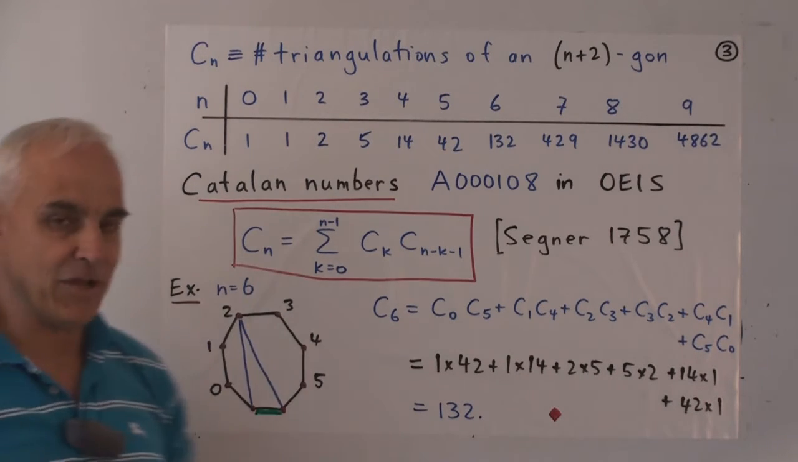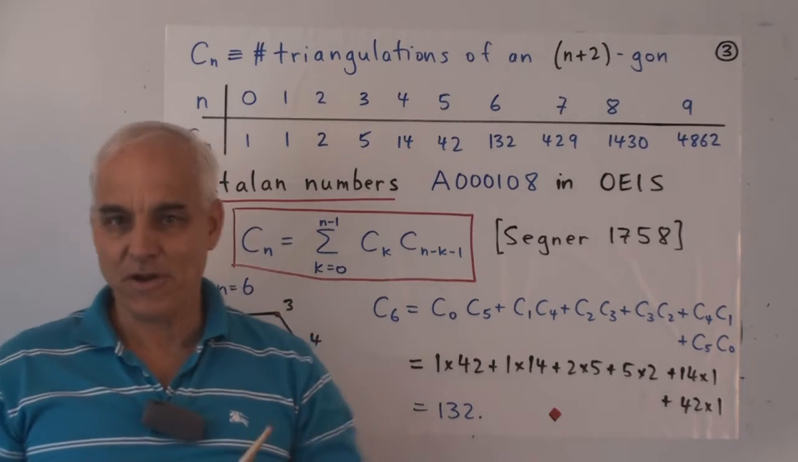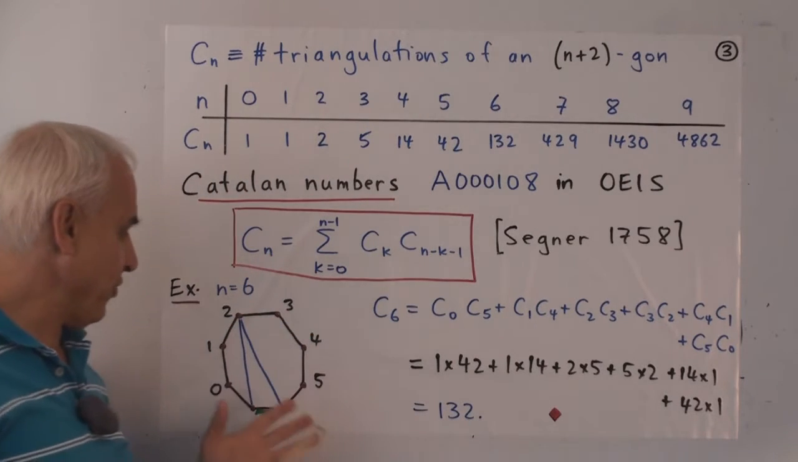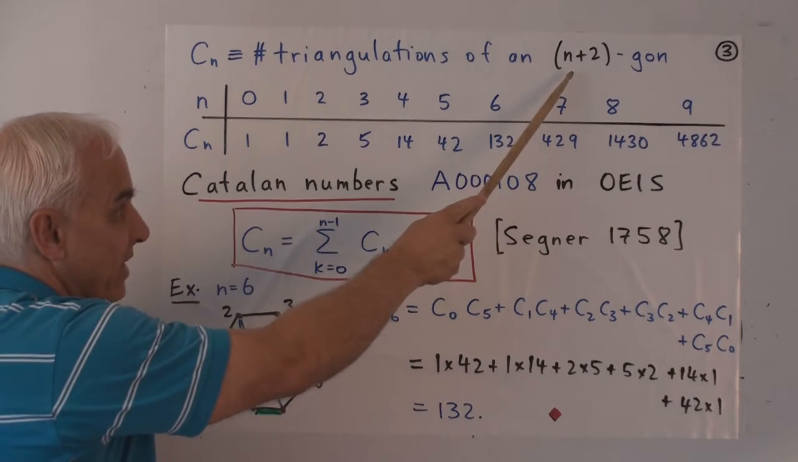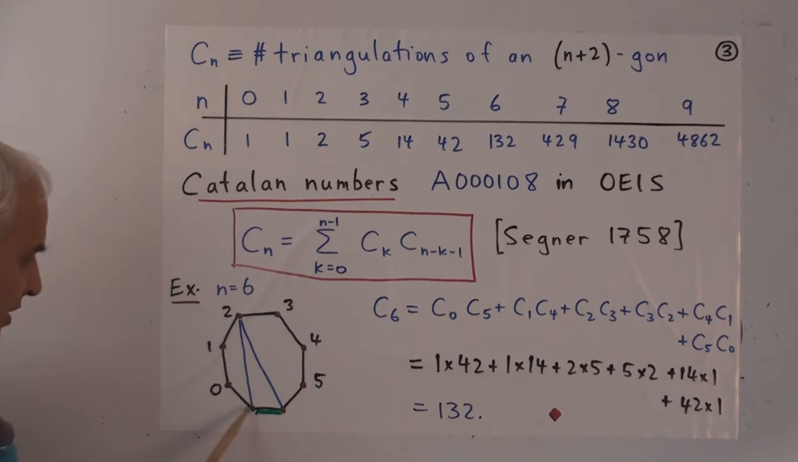So why is Segner's formula valid? Well, let's have a look at the geometrical meaning. Remember what C sub 6 is. It's the number of triangulations of an 8-gon. So here's an octagon. And let's distinguish a base. So let's color one side green, to anchor the octagon. And let's label these other vertices 0, 1, 2, 3, 4, and 5.